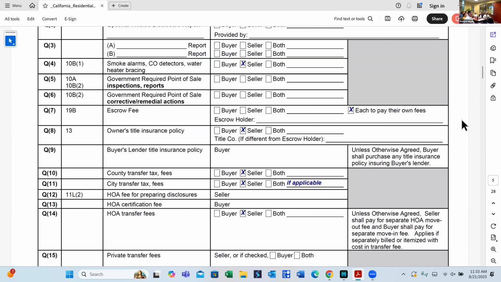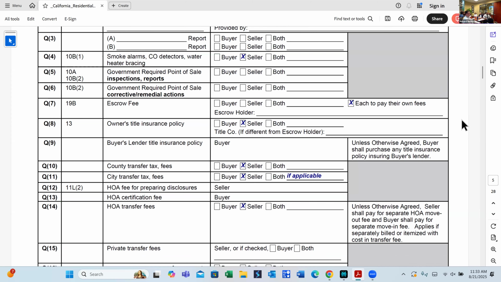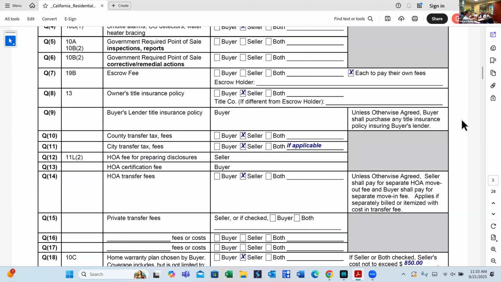And then, owner's title insurance policy, it's customary that the seller pay, you can specify the title insurer. And then Q9, buyer's lender title policy, you can see the contract defaults to the buyer paying for it. If there's a lender, they're going to require title insurance, and that's what that's for.